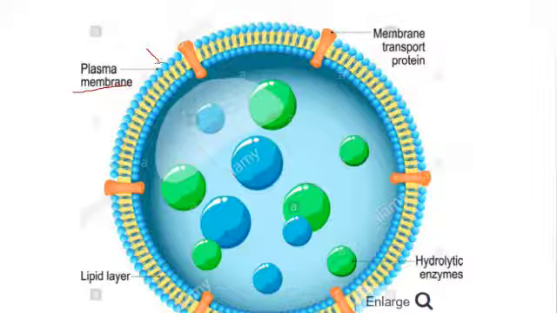It's the outer part of the lysosome. The outer part of the lysosome is called the plasma membrane, and the middle part, this yellow part, is called the lipid layer. So lysosomes are layered with lipid, and here we can see the orange part, that is called the membrane transport protein. The next one, the spherical green structure, is called the hydrolytic enzymes.